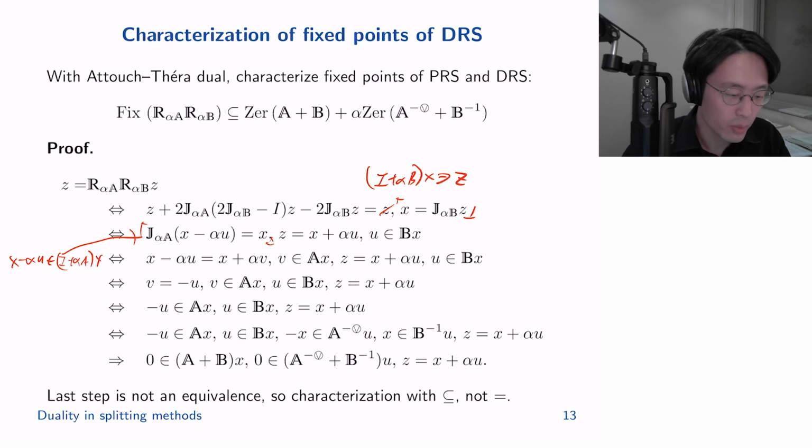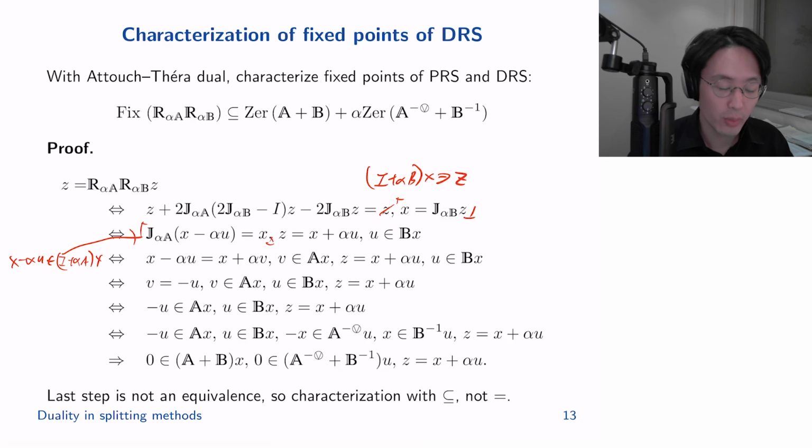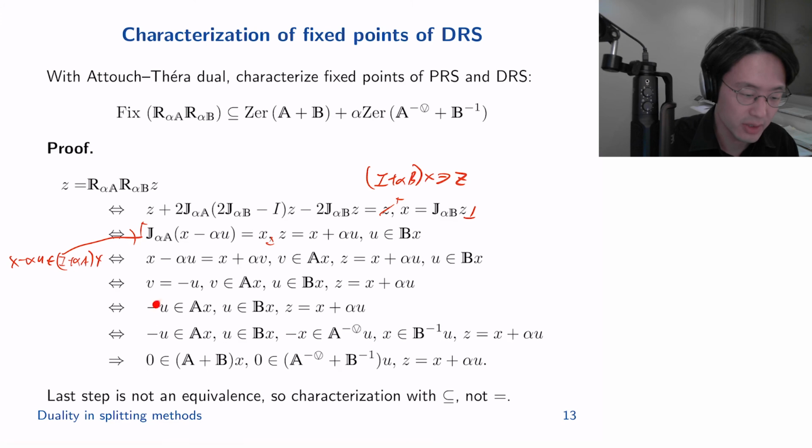Okay, and then we'll simply repeat this condition in a more symmetric way. We'll also express this exact same condition using the operators that appear in the Attouch-Théra dual. So minus u is in Ax. That's equivalent to minus x is in the output of A inverse minus I evaluated at u. This condition is equivalent to this condition, and this condition is repeated here. So these conditions are redundant, but it's okay for us to say the same thing twice. u is in Bx, and that's equivalent to x is in B inverse evaluated at u.